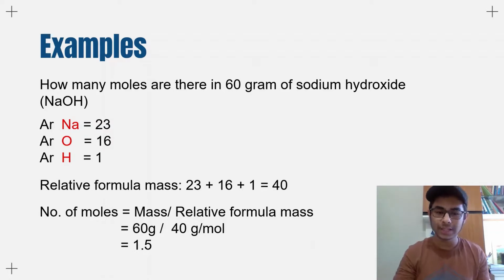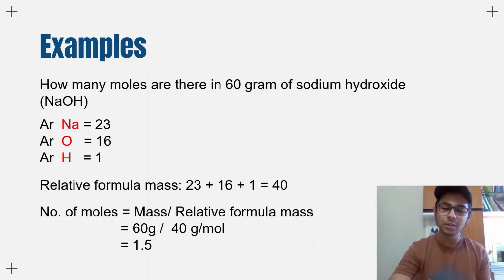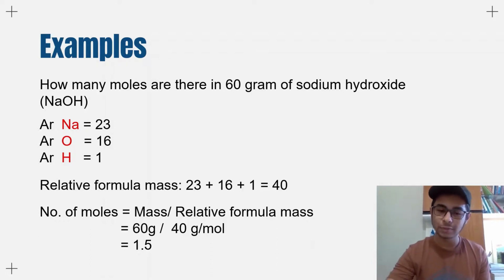First write down the elements that are in the compound and then their relative atomic masses. So we note down the elements that sodium hydroxide has, that is sodium, oxygen, and hydrogen. Sodium has a relative atomic mass of 23, oxygen has 16, and hydrogen has a relative atomic mass of 1. So we know what to do. Add them up. 23 plus 16 plus 1 equals 40. So now we have the relative formula mass for sodium hydroxide, which we found by adding the relative atomic masses of the elements in sodium hydroxide.